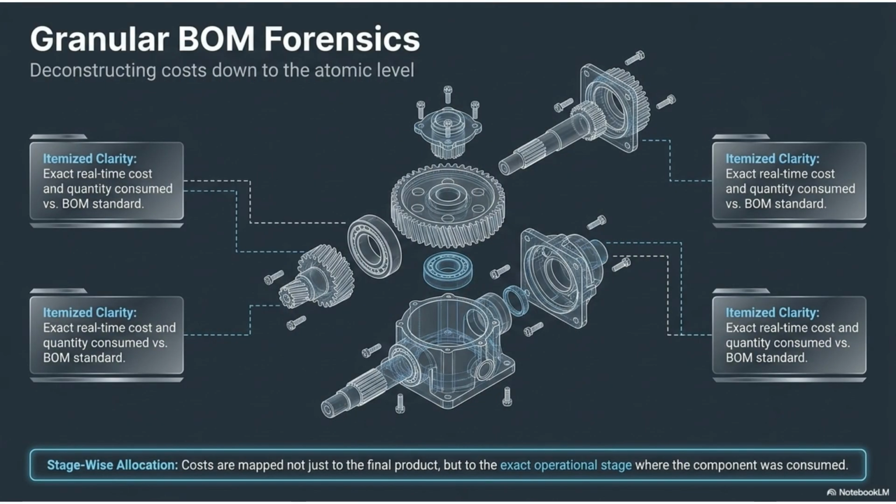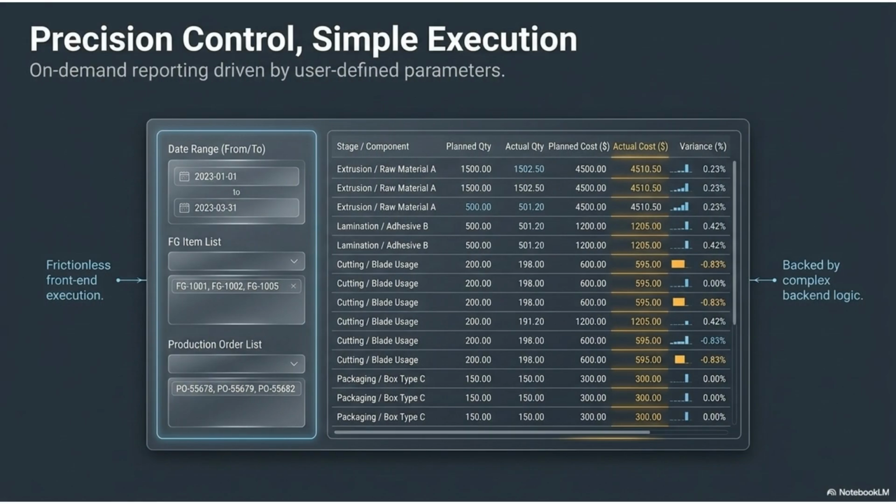With granular BOM forensics, you can deconstruct costs down to the atomic level. This provides itemized clarity on real-time costs versus standards, mapping them to the exact operational stage of consumption. Precision control is achieved through simple, user-defined reporting. The front-end execution is frictionless, while the robust back-end logic ensures accurate and detailed cost analysis.